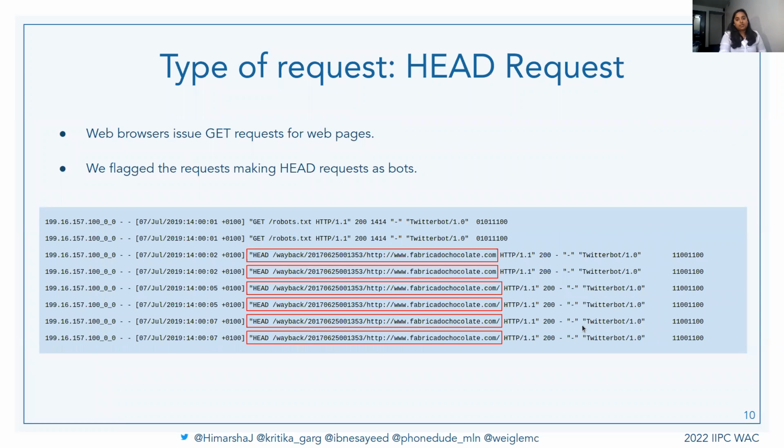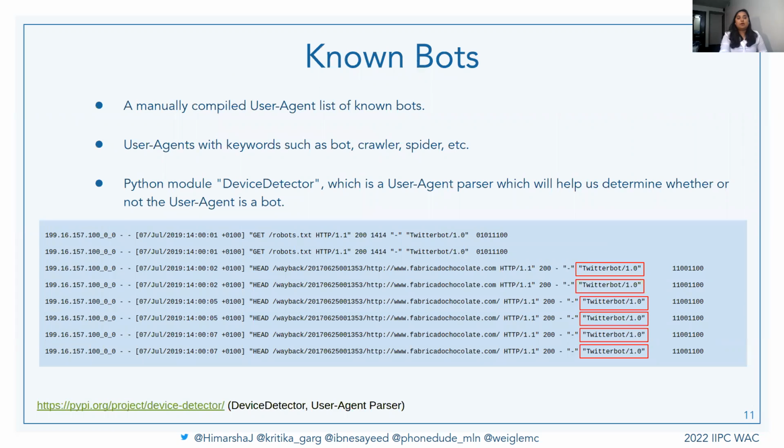After that, we moved on to the bot identification step. Our first heuristic is to flag the requests that make HEAD requests as bots, since web browsers issue GET requests for web pages. Now, at the second heuristic, we use a manually compiled user agent list of known bots, and then user agent keywords such as bot, crawler, etc., and a device detector to determine whether or not a user agent is a bot. So Twitter bot is one such example where the bot keyword is available in the UA itself.